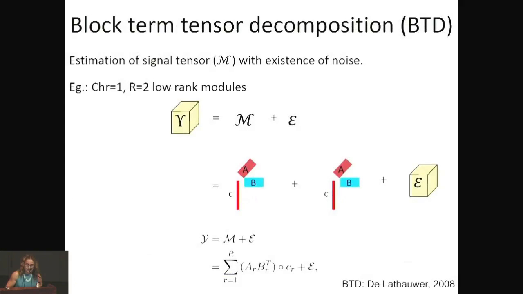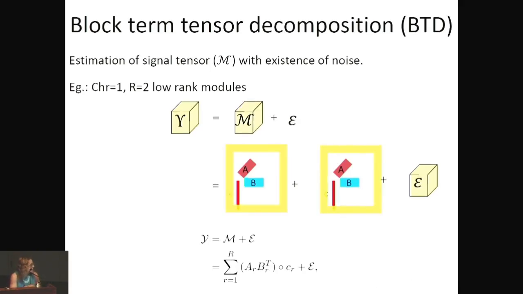Okay, given the tensor structure, we utilize what's called a block term tensor decomposition, which essentially models the tensor structure as low-rank modules. So let's assume this is a tensor for one chromosome. Again, these slices are cells, the contact matrices of the cells, and this is one chromosome. If you are looking at chromosome 1, and if you have two low-rank modules, then it's the sum of these two objects.